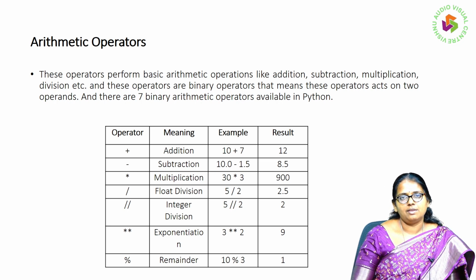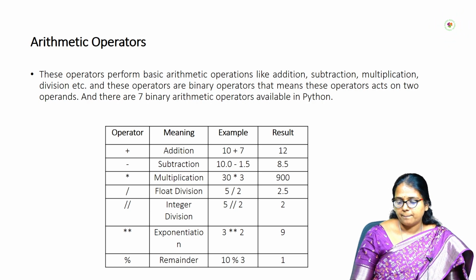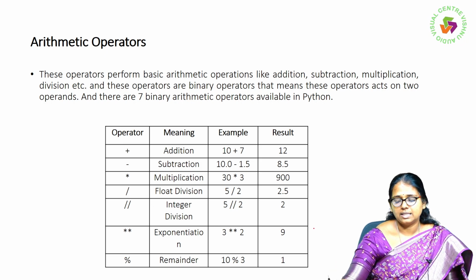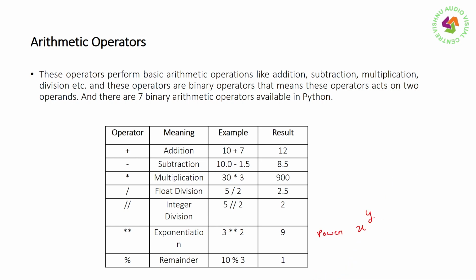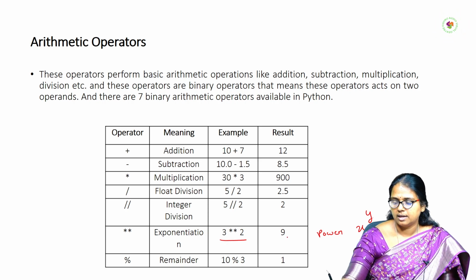The name itself tells that arithmetic operators always perform arithmetic calculations like addition, subtraction, multiplication, division, and modular division, right? But here one more operator is added which is not available in C, that is power. Suppose I want to calculate x power y, then you can write an expression as x ** y. In this example, 3 ** 2 indicates power.